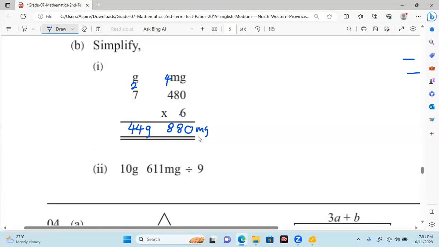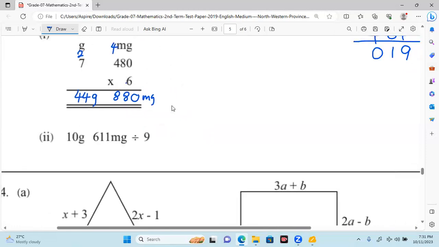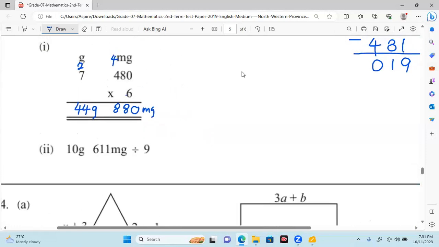Okay, no need to write these symbols because they have written them already. Then here the gram and milligram are divided. It is 10 gram, 611 milligram.